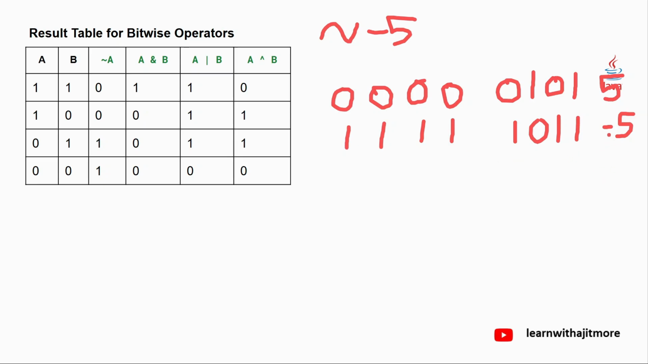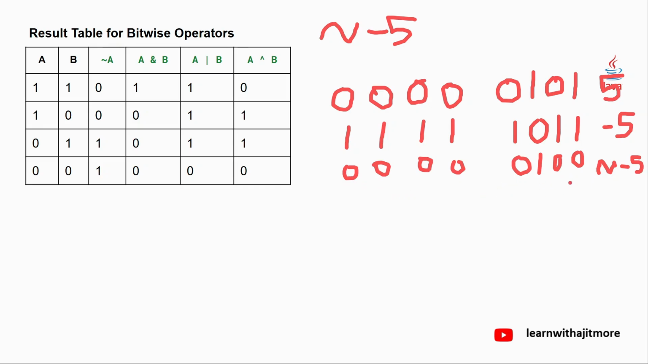But actually we want tilde of minus 5, right or no? Tilde of minus 5. So what does tilde of minus 5 do? Just complements the bits, toggles the bits. So this 1 is becoming 0, 0, 0, 1, 0, 0, 0, 0, 0. This is tilde of minus 5. Now, can we take the direct decimal of this? Yes, because it is positive, the sign bit is 0.